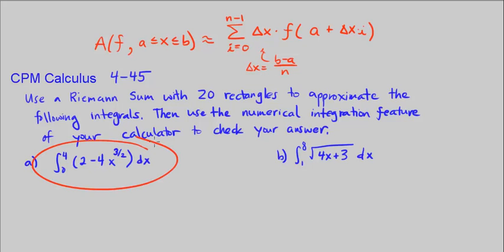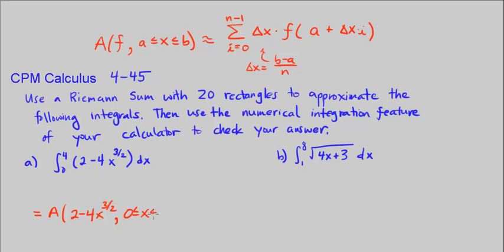So we can go ahead and approximate this then. This we know is the exact area under the curve, and this is the curve. So this is exactly the area between our function 2 minus 4x to the 3 halves, between our boundaries a and b, which are 0 and 4. Then we know that that is approximately, and we're using 20 rectangles, so n is equal to 20.